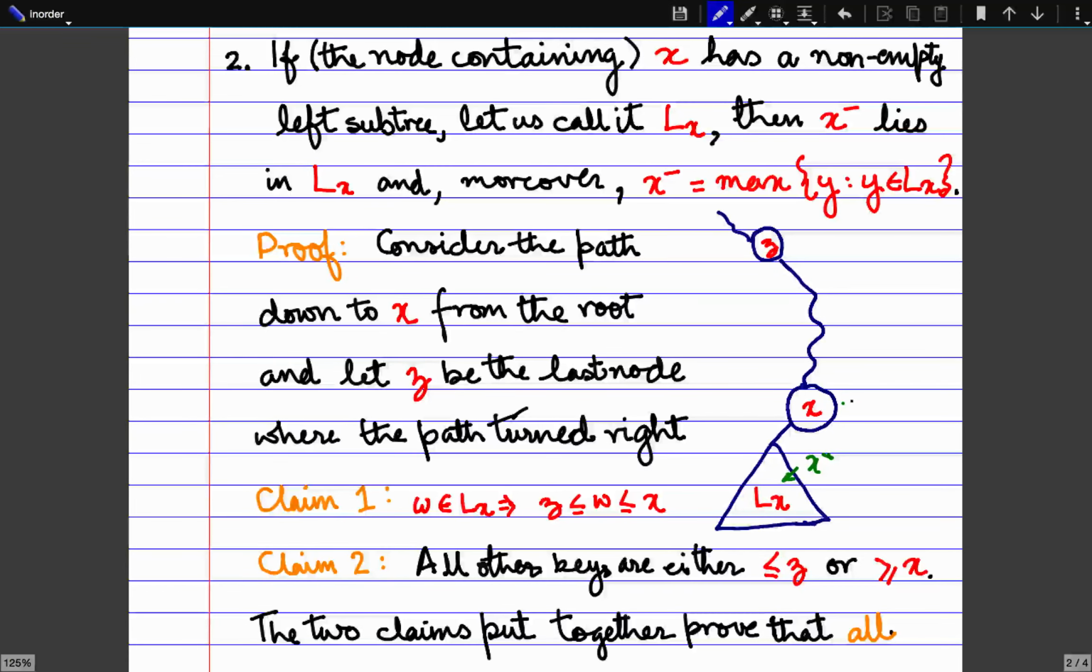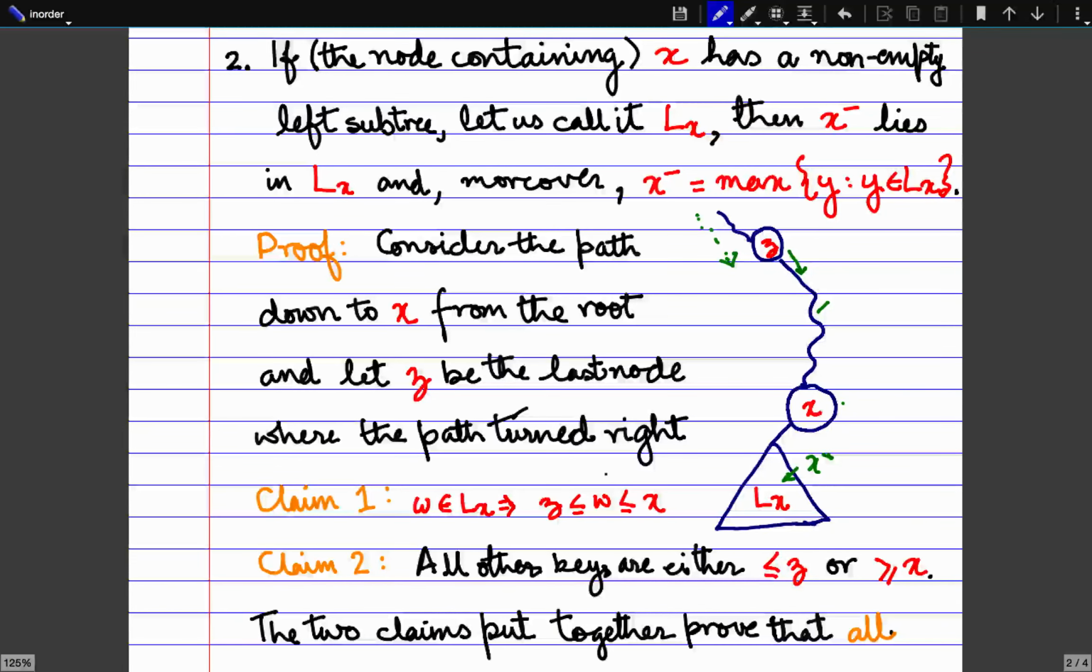Consider first the path down to x from the root. So there's a path that's coming down from the root towards x, finding x, and let z be the last node where the path turned right. That is, this was a right turn and everything else was a left turn.